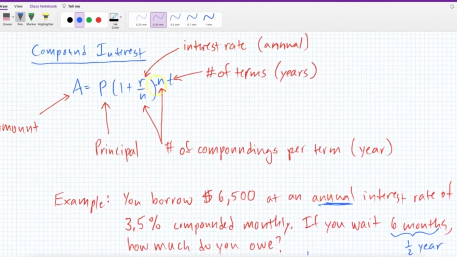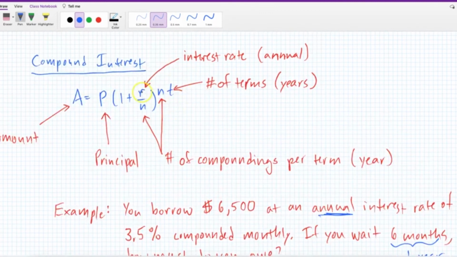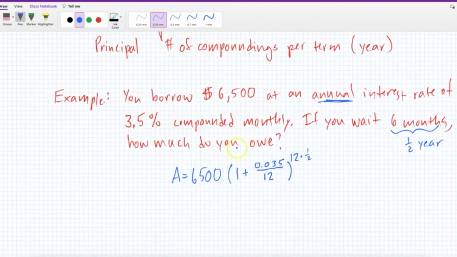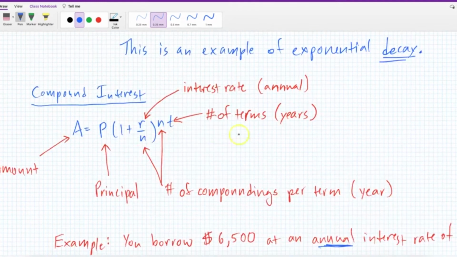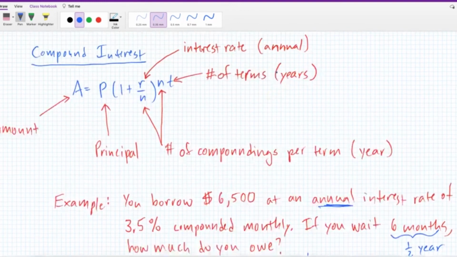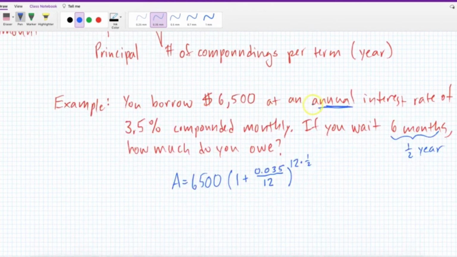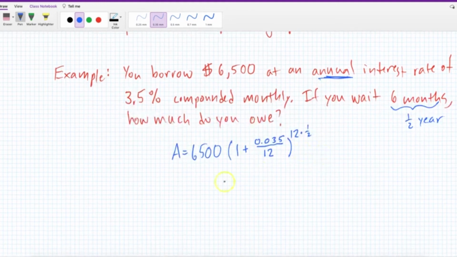Okay, so again, P was the principal, that was 6,500. R is the interest rate, that was 3.5%, which is 0.035. N is the number of compoundings, in this case per year. Since there's 12 months in a year, we have 12 for N. And then finally, T was the number of terms, in this case the number of years, because we have an annual interest rate. And so 6 months is half a year, so T is 1/2. Okay, so at this point, let's simplify things just a tiny bit.